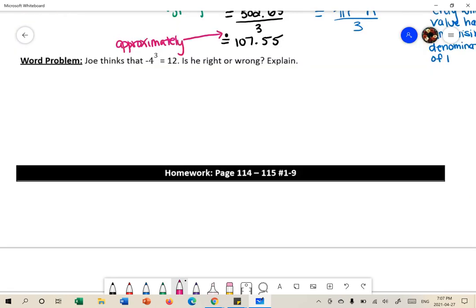Let's practice a word problem. Joe thinks that negative 4 cubed is equal to 12. Is he right or is he wrong? Joe is wrong. The negative is not part of the base. So really this is negative 4 times 4 times 4. Additionally, I think that Joe is getting confused. He's reading this as 4 times 3, which is not correct. This is not multiplication. This is exponential. So it's not 4 times 3, it's 4 times itself 3 times.